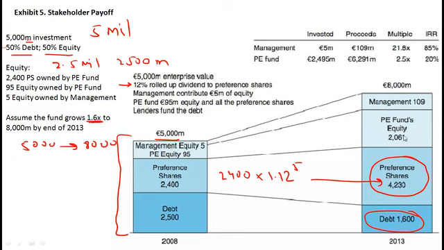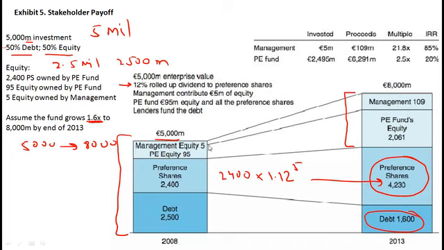Now what about the rest of the pie? How much is left? How do you figure out this amount? It's the 8,000 minus 4,230 minus the remaining debt, which is 1,600. So who gets this remainder amount? The residual interest is for the equity holders. So 95% of that residual interest goes to the private equity fund and 5% goes to the management. Look at how well the management did.